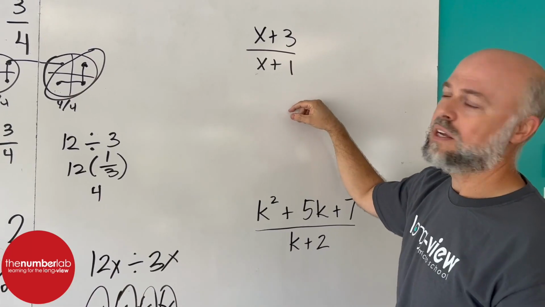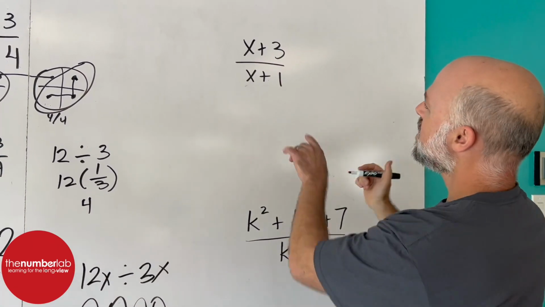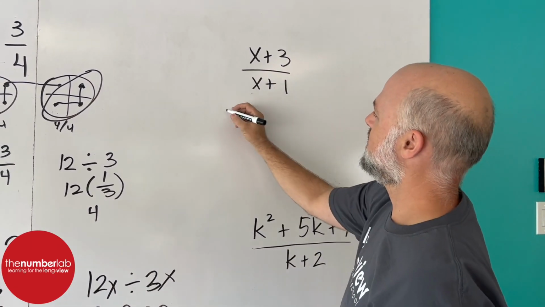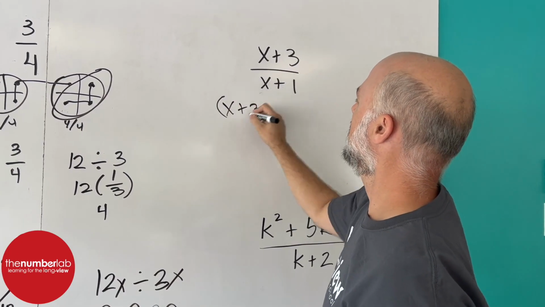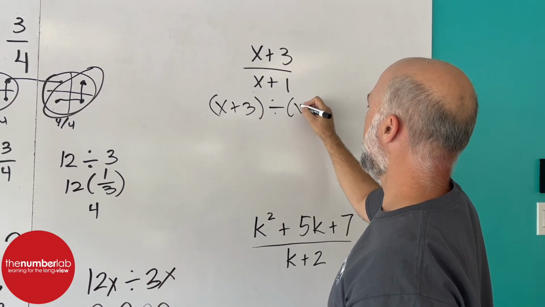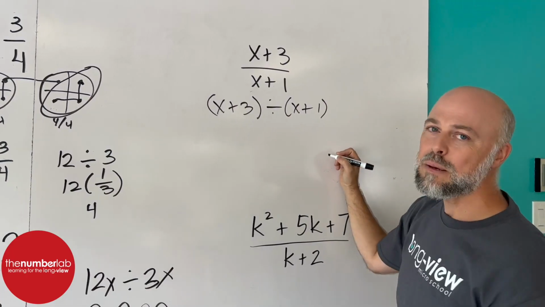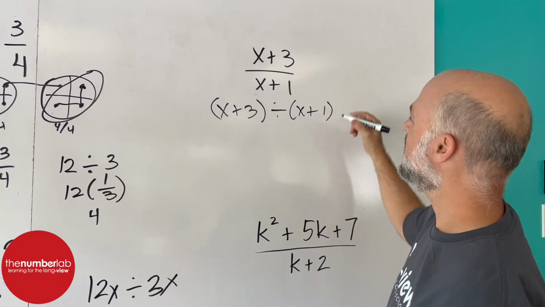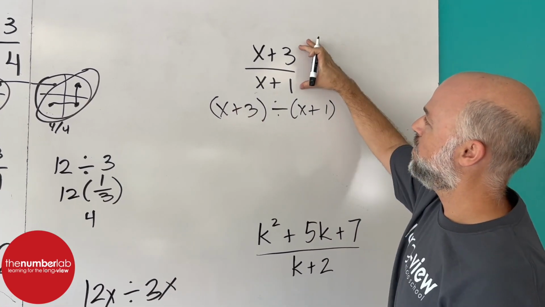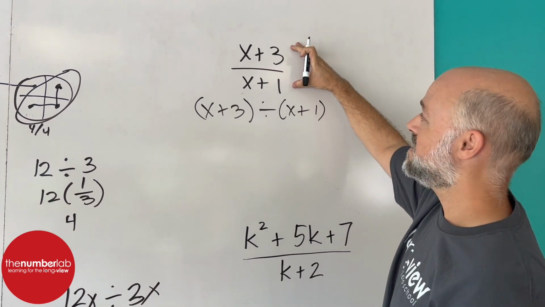Oh, it's expressed as a fraction already. This says the same thing as x and 3 divided into groups of x and 1. Typically, in an algebra course of study, it wouldn't be expressed this way. It would be expressed like this. But it's the same idea.